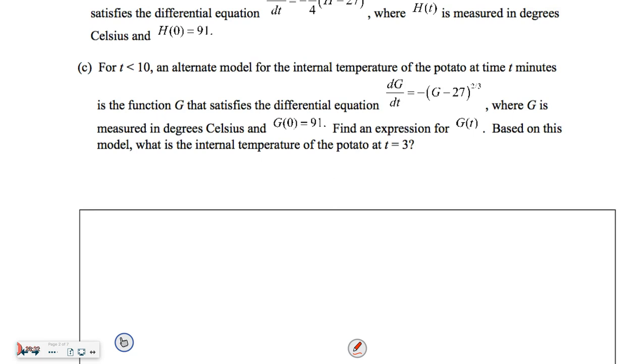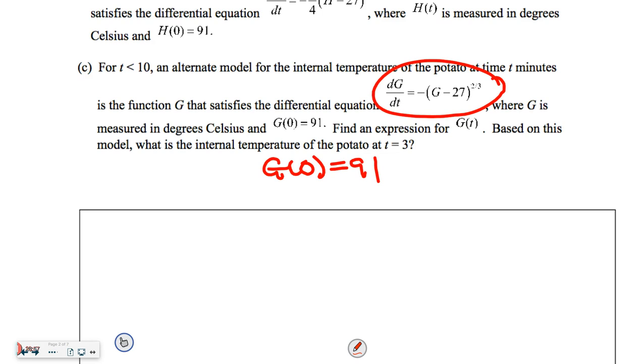So let's go to part C. It says, an alternate model for the internal temperature of the potato satisfies this differential equation. So now listen, this is a different model for finding the temperature of the potato. G is measured in degrees Celsius, and again, G of 0 equals 91. It says, find an expression for G.